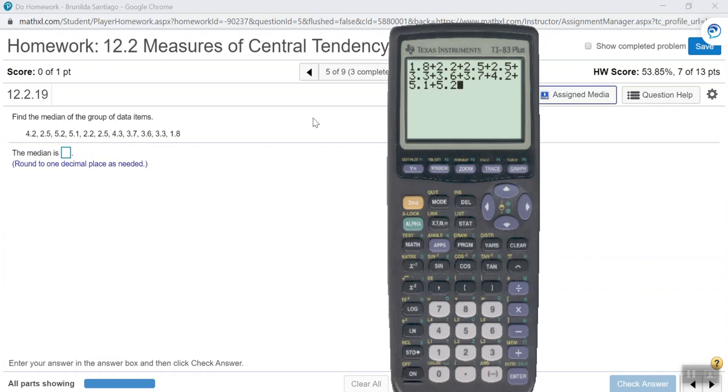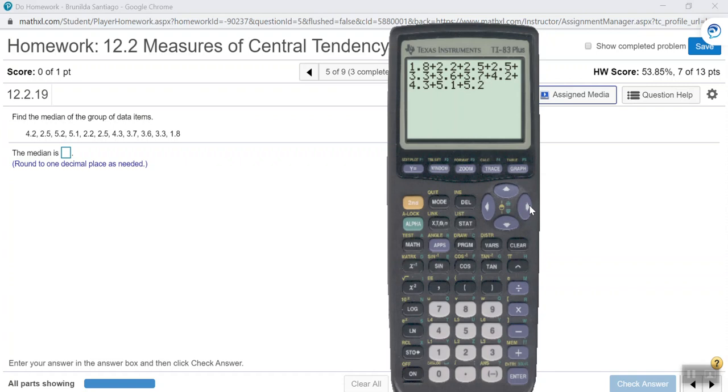4.3. Oh, I was missing 4.3. So I'm going to move the cursor. Let's see if the calculator allows me to insert. That's the one I was missing, 4.3. So that goes after the addition sign. So I'm going to try second insert, and I'm going to enter 4.3. And I need the plus 5.1, and then 5.2. Okay, so now I have the 11 items.